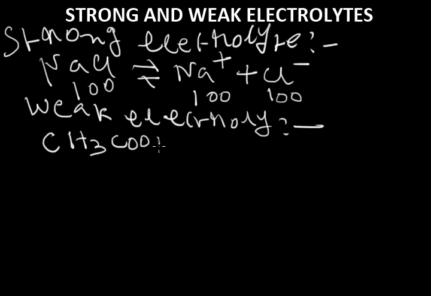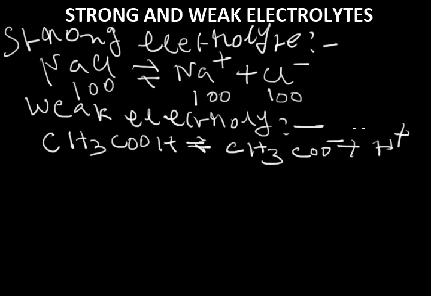Acetic acid in aqueous solution dissociates as acetate ion and H plus ion. If we take 100 molecules of acetic acid, hypothetically the number of acetate ions will be 2 and H plus is also 2. That means 98 molecules of acetic acid remain undissociated.